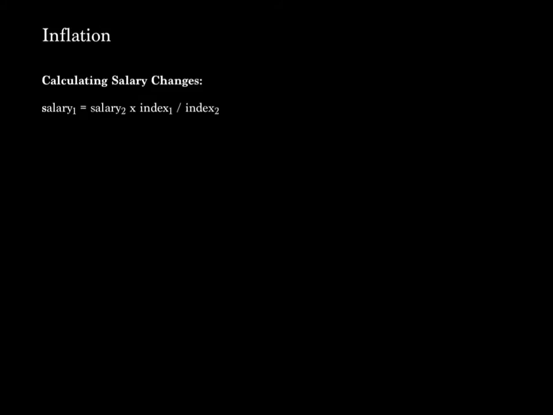All right, now let's look at calculating salary and price changes. We use this in two different ways. The first is to look at price changes over time, and the second is to look at price changes across different locations. So the first example we're going to use is the price of a can of Coke.